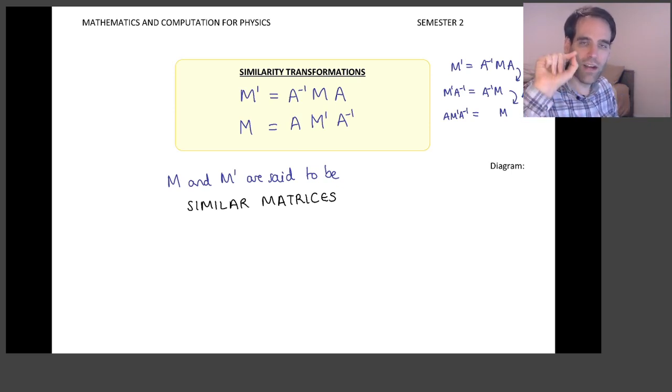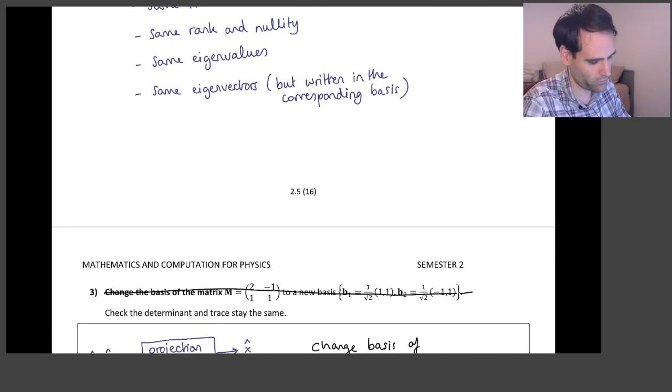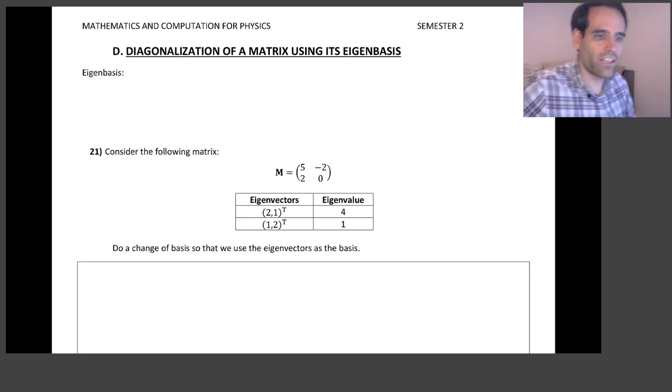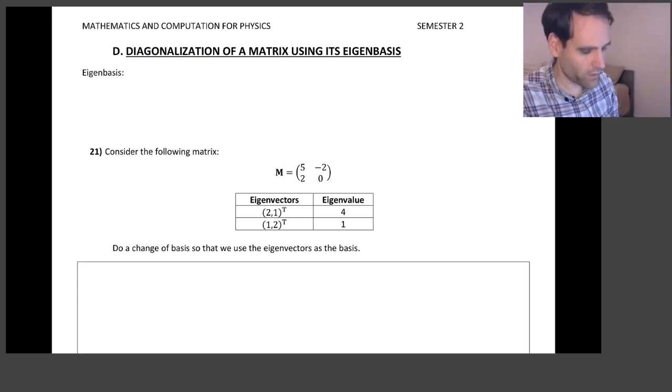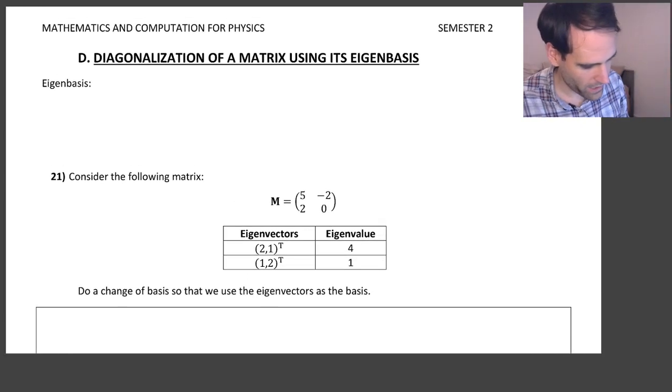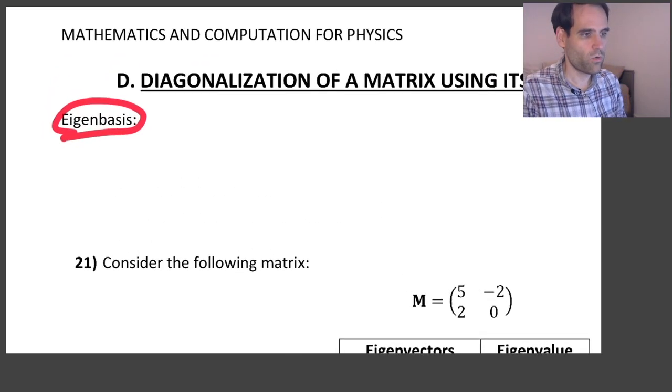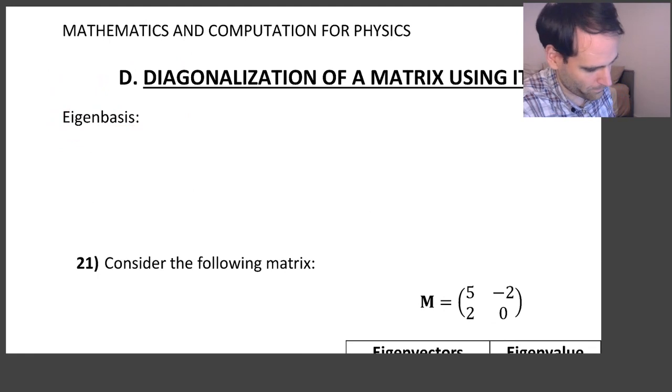And there is one particular choice which makes things very simple for us and can be very useful, and that is the main application of eigenvectors. And that's called the diagonalization of a matrix, okay? So in order to understand diagonalization, we need to understand the concept of an eigenbasis, okay? An eigenbasis. So let me write it down.